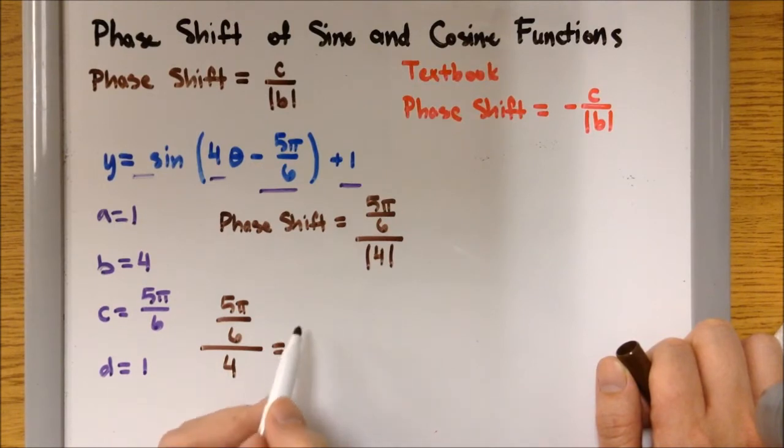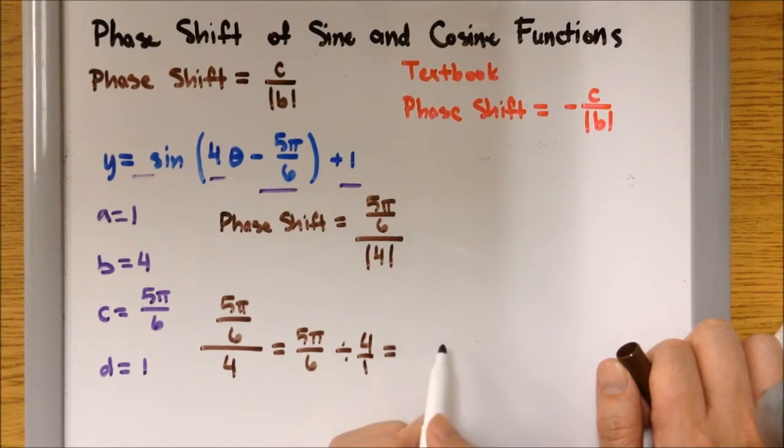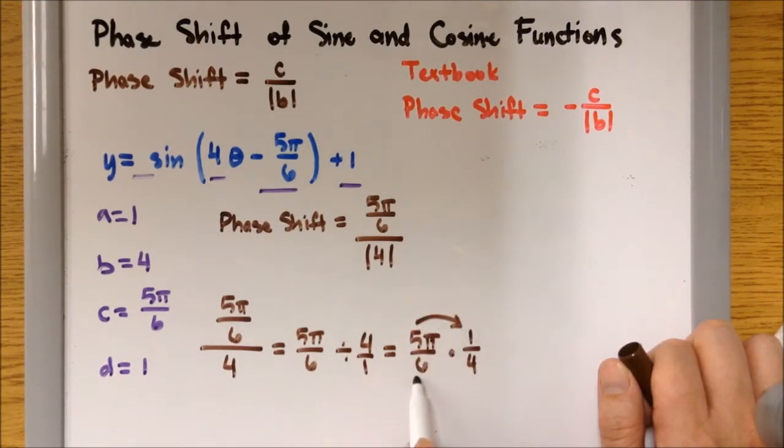We're going to rewrite it as a division, so the numerator comes first. So 5 pi over 6 divided by 4. Now when I want to convert this to a multiplication, I change the 4 into a fraction because we're going to flip the second fraction. So 5 pi over 6 times, I'm going to flip the second one, so it's going to be 1 over 4.